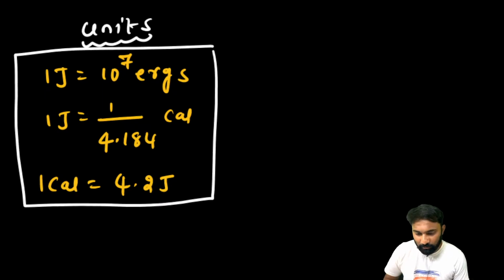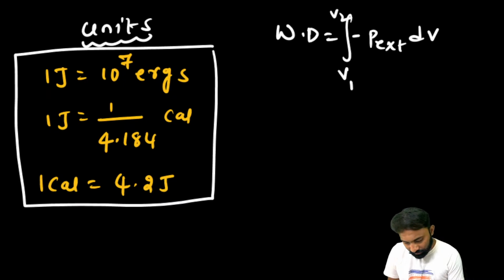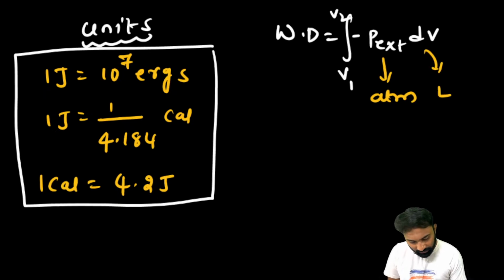This unit will play a very crucial role for the work done. In most of the cases, we know the work done formula. Work done is equal to what? Minus integral V1 to V2 P external dV, right? Now the pressure unit we know is ATM, and the volume unit we know is liter.